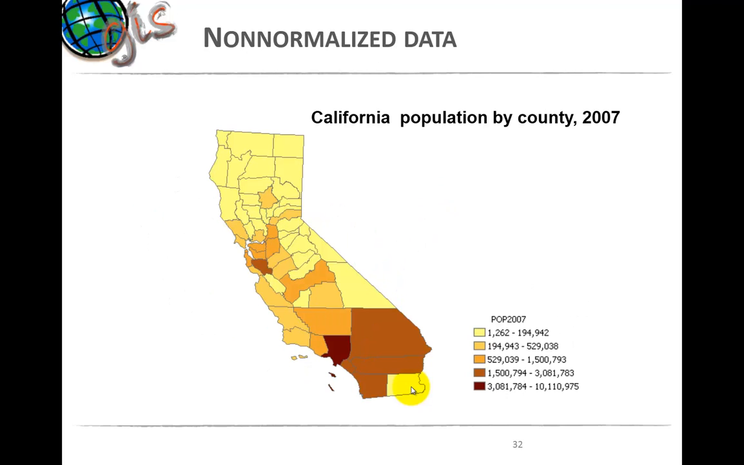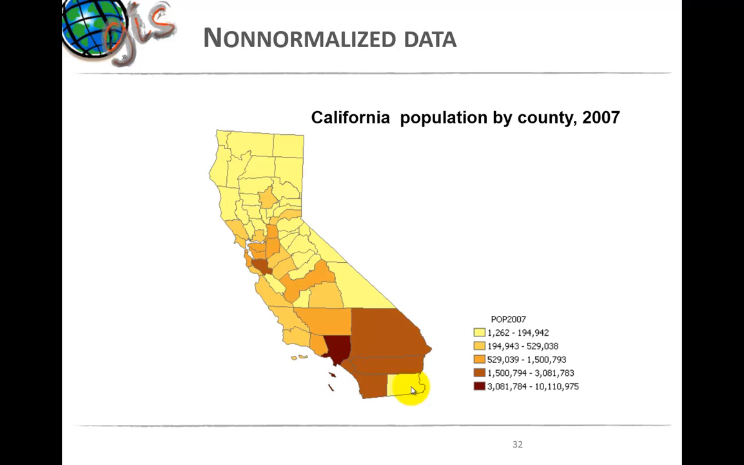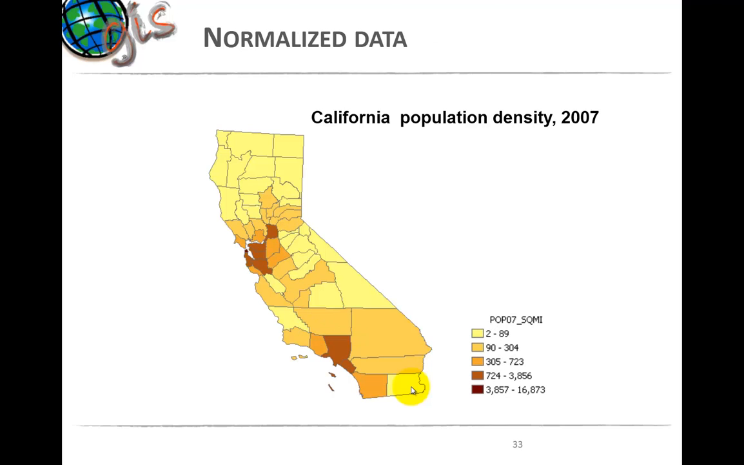In the same example, California, Texas and Florida are not the most populous states according to this map, but if you change it to population per square mile, which is normalizing it by total land area, you will get a much better map.